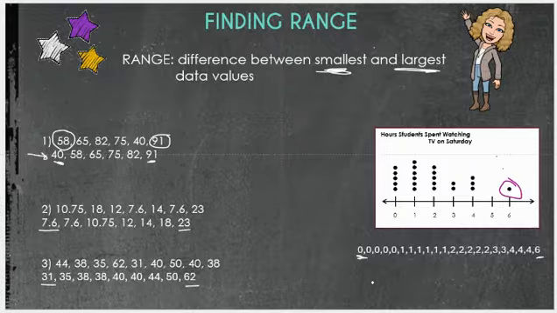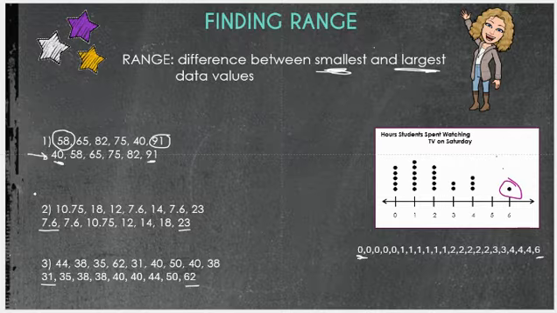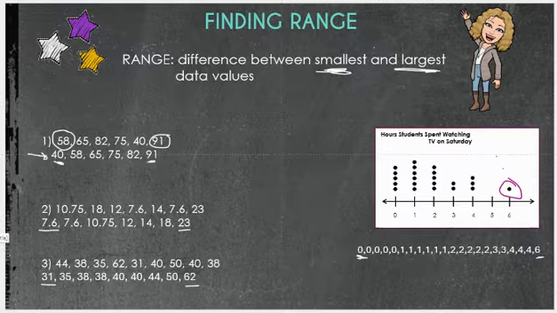So that is it for range. Just a real quick overview there, and that's just that one little trickiness to watch out for, is making sure they're picking the smallest value that exists and the largest value that exists.